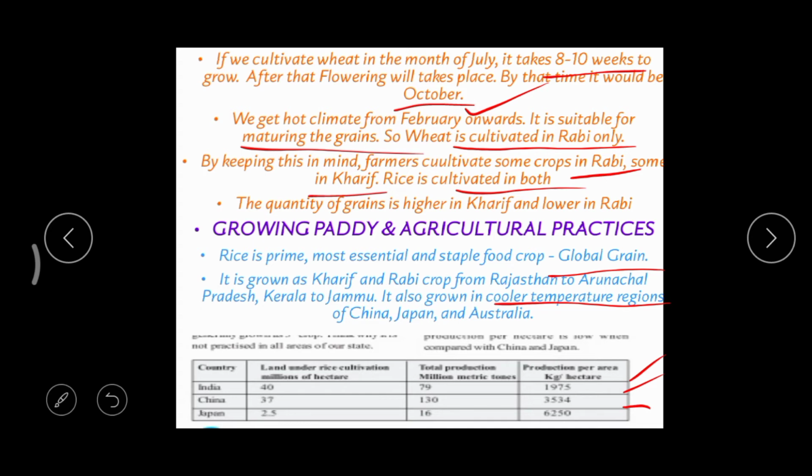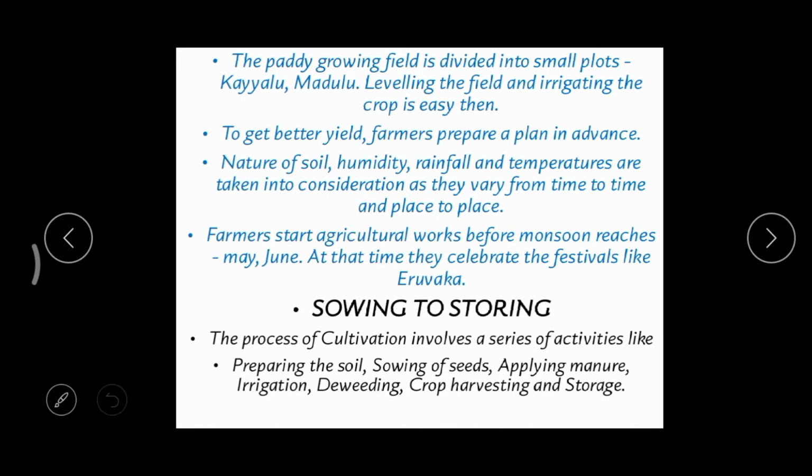Just imagine, even for a little amount of land, the Japanese are producing this amount. Just imagine if the amount of area we are cultivating under rice were available to Japan, then what happens? Then Japan would be in the top position in rice production. Correct. Okay, the next one: the paddy growing field is divided into small plots.